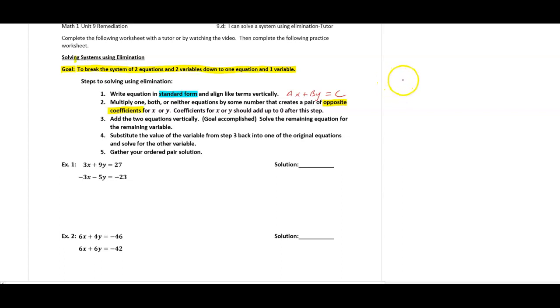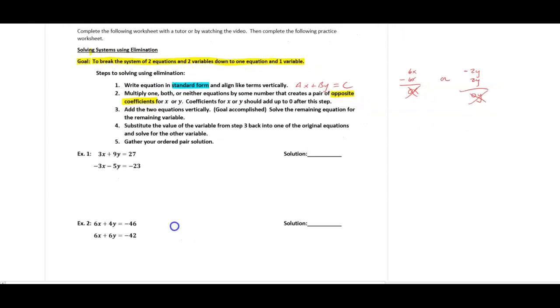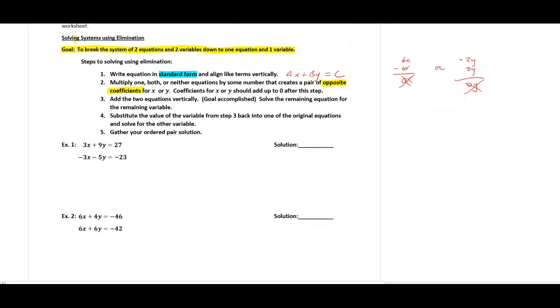If I add the x's, right? So if I take, say, 6x and negative 6x, that would give me 0x. Notice you have opposite coefficients here, a positive 6 and a negative 6 add up to 0. Or the same thing can happen for the y. So I might have something like negative 2y and 2y. So when I add them vertically, I get 0y. And when we get zeros, right, that tells you that term eliminates. Okay? So we sometimes force that to happen.